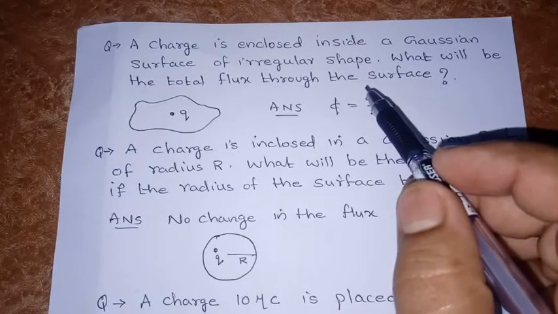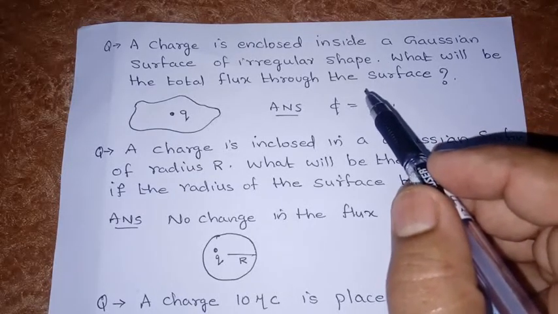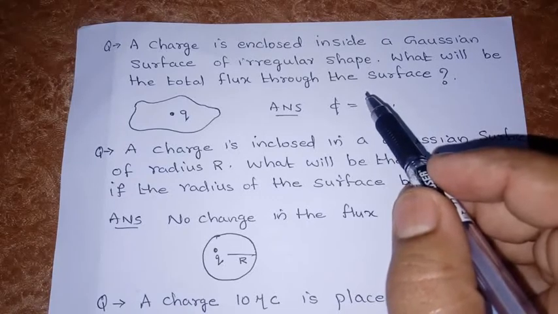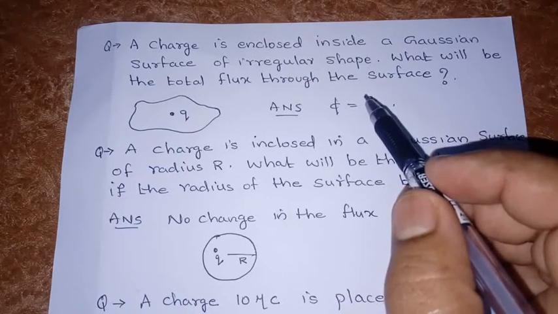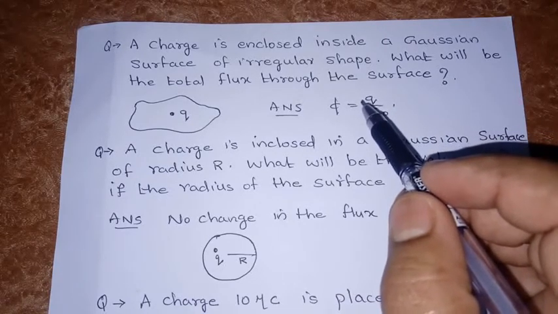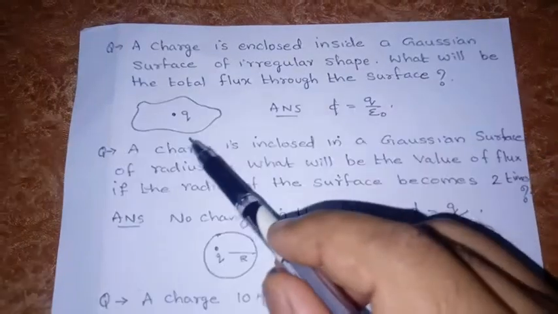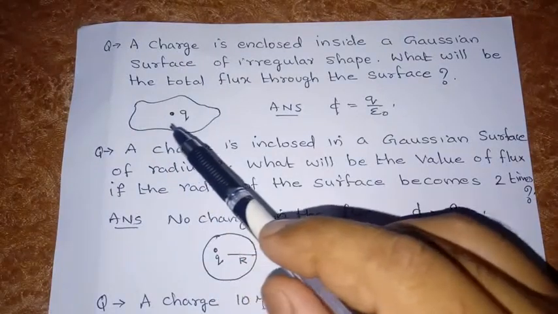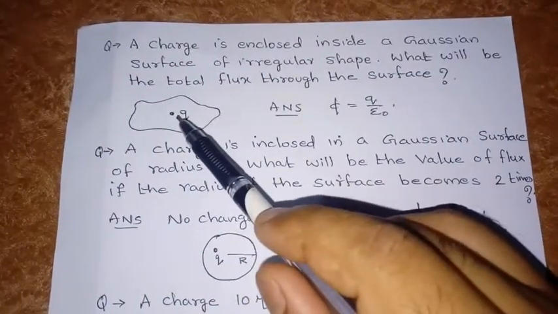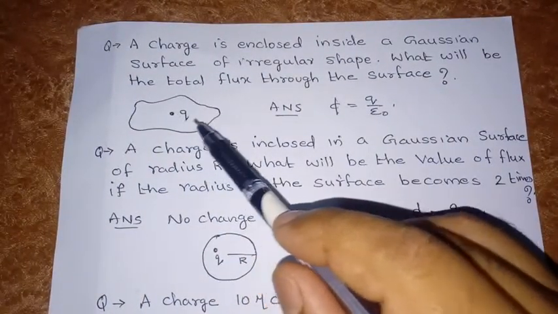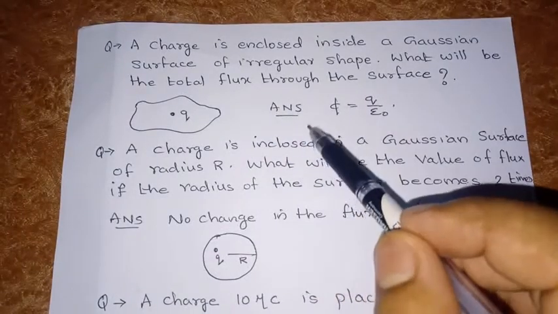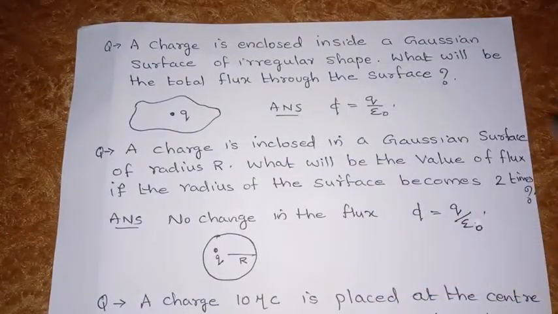Today we will discuss some questions. The first one you can read like this: a charge is enclosed inside a Gaussian surface of irregular shape. What will be the total flux passes through the surface? So you can see an irregular shaped Gaussian surface over here. A charge Q is kept inside, and the question is what is the flux passes through the surface?